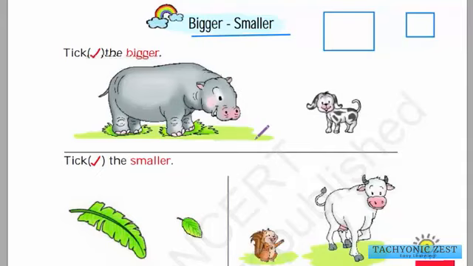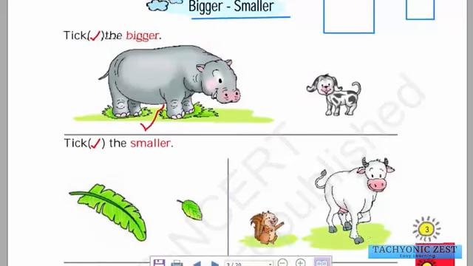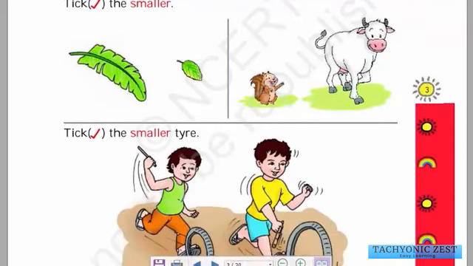So we can see that this animal is bigger. Why? Because this animal looks bigger. So this animal is bigger with respect to this animal. We can also say that this animal, the dog, is smaller as compared to this animal, the hippopotamus. We'll see the next question.